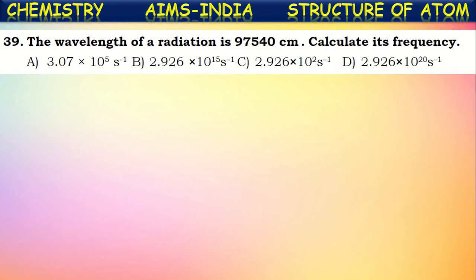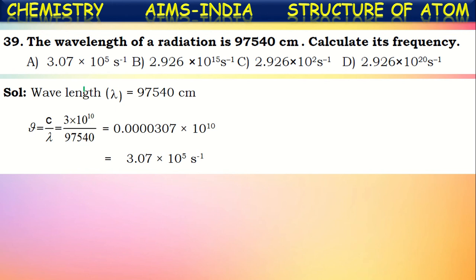Okay, next one. The wavelength of a radiation is 97,540 centimeters. Calculate its frequency. One quantity is given and we are asked to calculate another quantity. If we know the relation between these two, we can find it out. We have nu is equal to c by lambda, where nu is the frequency, c is the velocity of light, which is a constant, and lambda is the wavelength. If you substitute the values of velocity of light and wavelength, we can calculate the frequency.